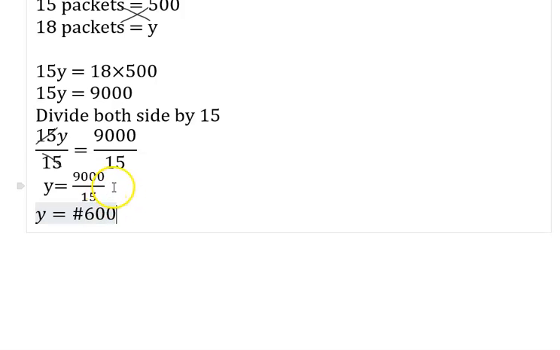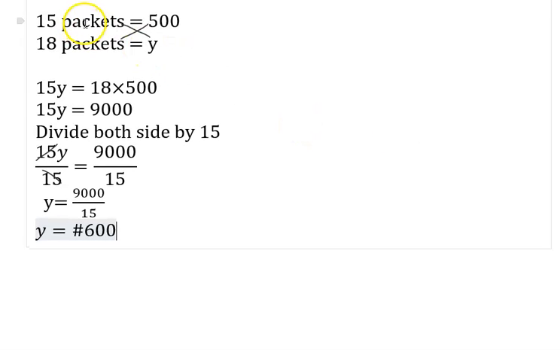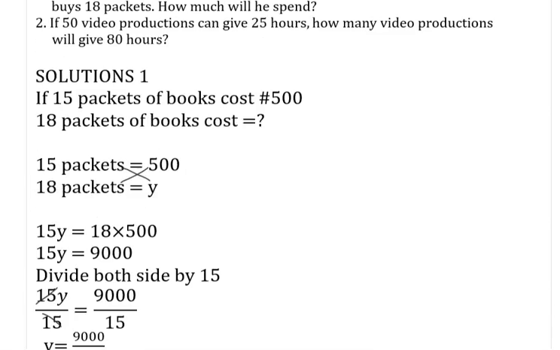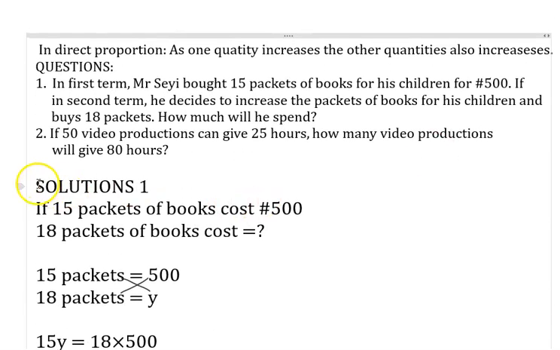Beautiful. That means the second time that Mr. Sheyi decided to buy 18 packets, he's going to spend 600 naira. Like we said, in direct proportion, as one quantity increases, the other increases. So 15 packets is 500 naira. 18 packets will be what? 600 naira. Awesome. So let's get straight to the second question. Let's say solution 2.